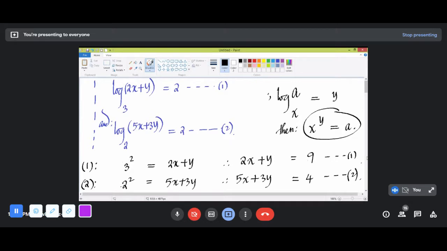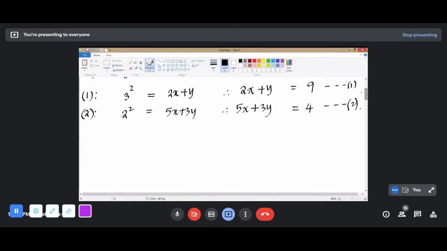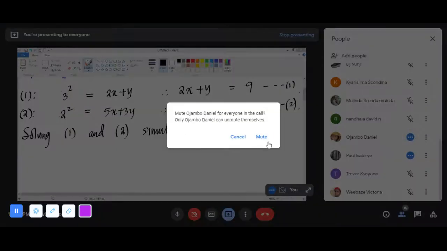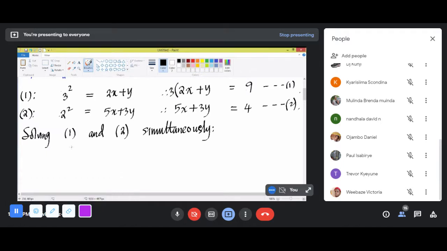So what is our task now? Our task is to solve those two equations simultaneously. Solving equation 1 and 2 simultaneously. So I'm going to multiply equation 1 by 3 so that I eliminate y. Equation 1 will become 6x plus 3y equal to 27. But my equation 2 remains 5x plus 3y, which is equal to 4.